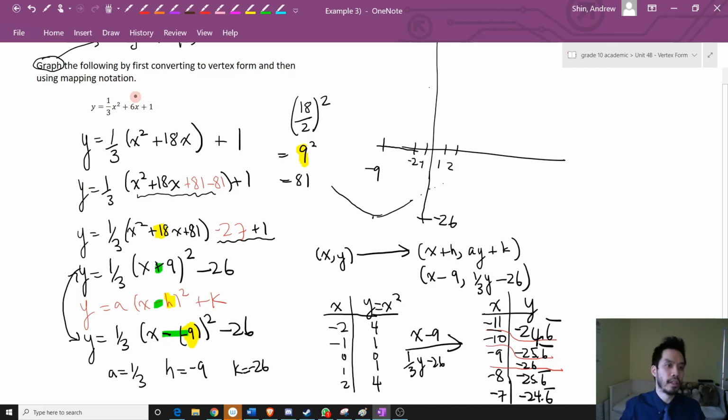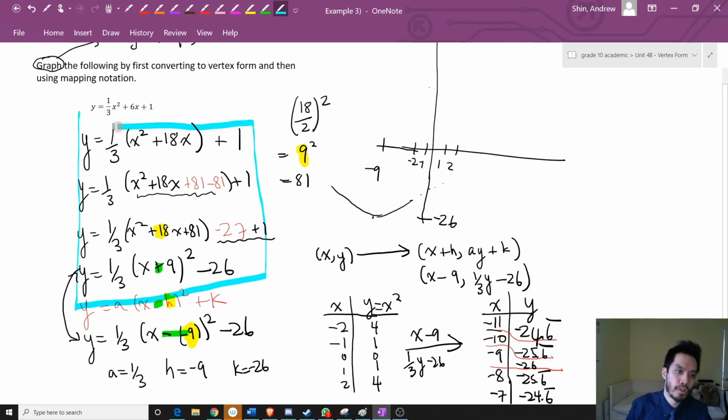Okay, so this question originally asked us to take this standard form and convert to vertex form. And to convert things to vertex form, we did something called completing the square. And we completed the square in these first 4 steps. So let's label that complete the square. And after we completed the square, we made sure that it was in the proper vertex form with that negative sign, and then we extracted the correct a, h, and k values, and used those a, h, and k values in our mapping notation to determine how those x and y coordinates were changed. In this case, the x values were shifted to the left by 9, and the y values were compressed by 1/3 and shifted down by 26.